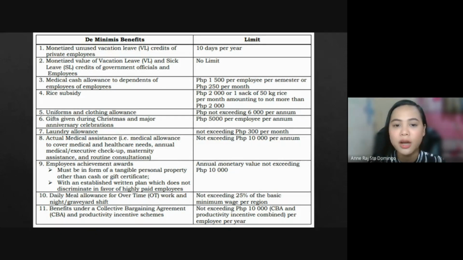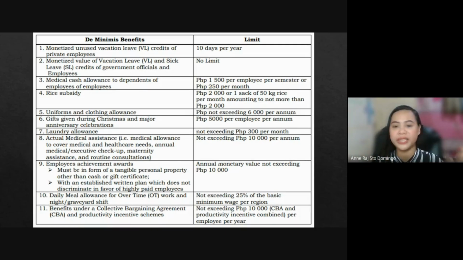Number three. Yes, Lawrence. And tell us the limit. Explain na lang din. Lawrence, na gets mo ba yun? Can you explain? So, sa medical cash allowance, di ba ito ay de minimis benefits na binibigay sa mga dependents or kapamilya ng employees. So, ang limit niya na hindi siya magiging taxable, magiging non-taxable lang siya kapag ang medical allowance ay 1,500 per employee per semester, ibig sabihin sa kalahatian ng taon.